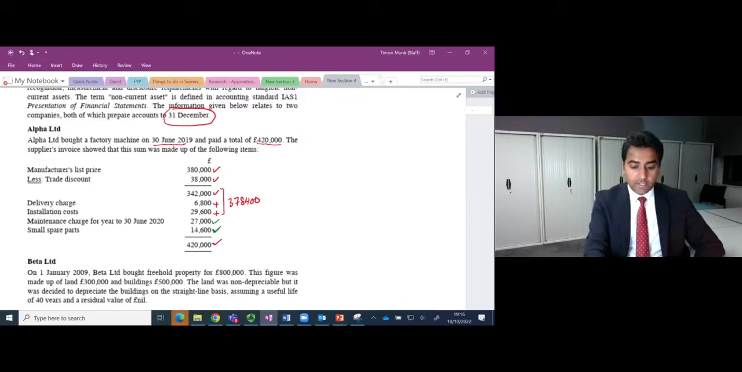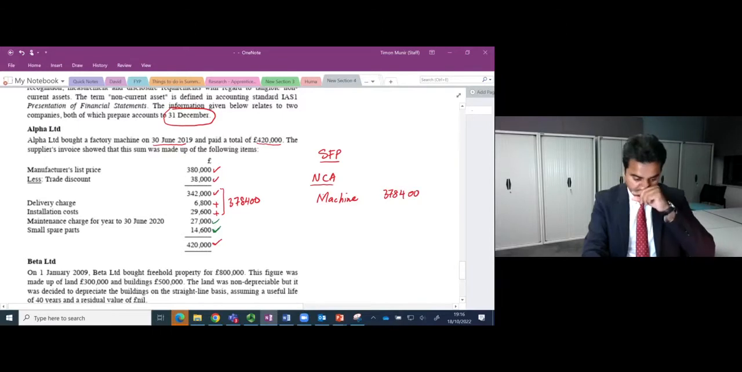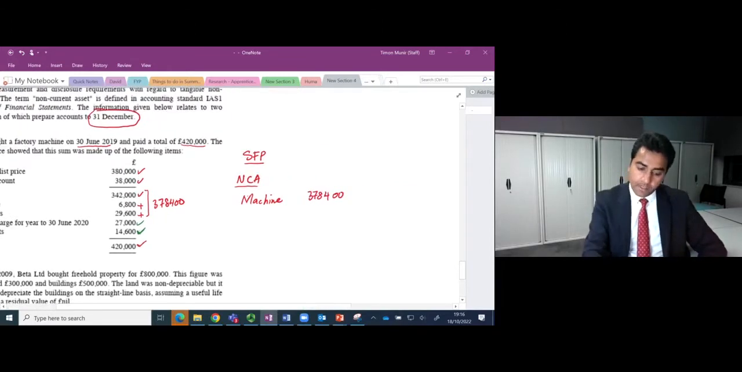So now looking at these figures in my statement of financial position, I will be recording non-current asset. In my non-current asset, I will have a machine with a value of 378,400. In my income statement, I will be recording expenses.